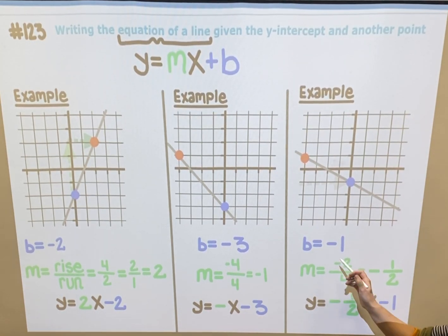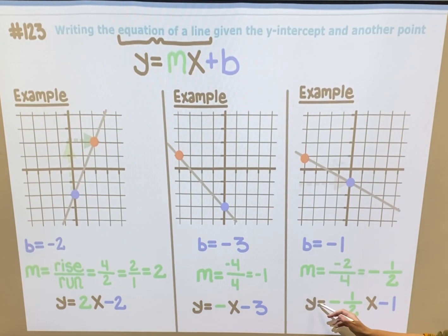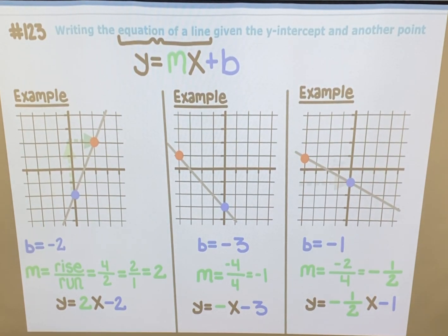Let's go ahead and insert the y-intercept and the slope, so y equals negative 1/2 x minus 2.